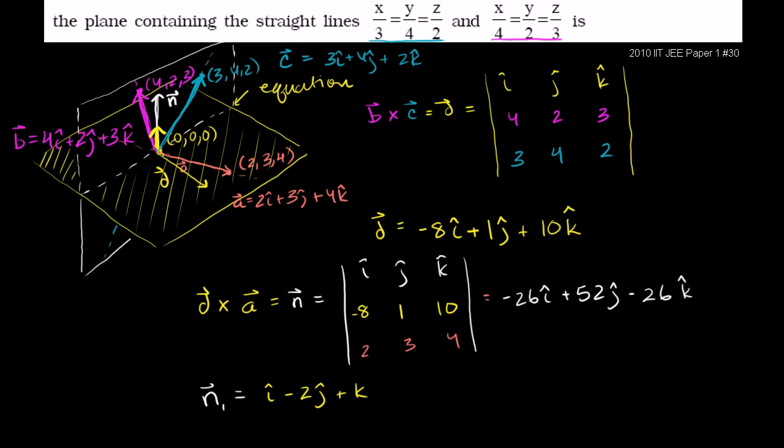So let's think about it a little bit. Let's say I have a point, or I could even say a position vector, x, y, z, and I know x, y, z sits on this plane. And we know that the point 0, 0, 0 is on the plane.